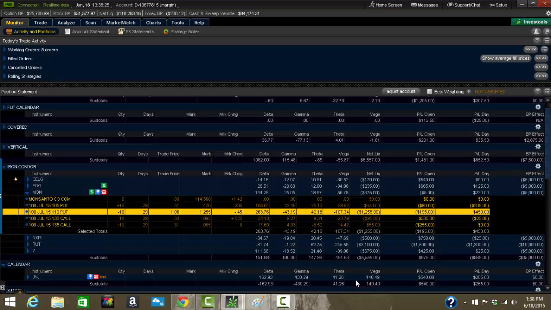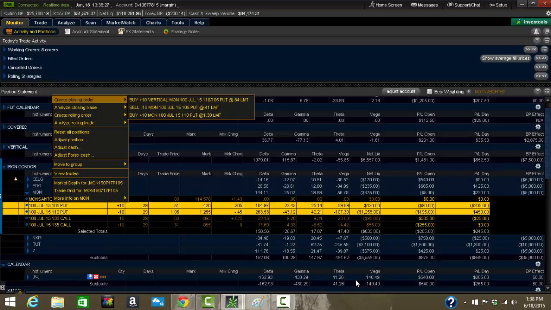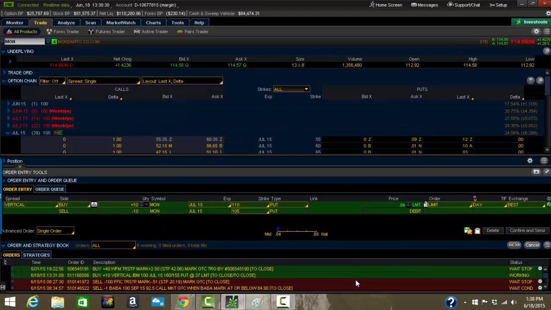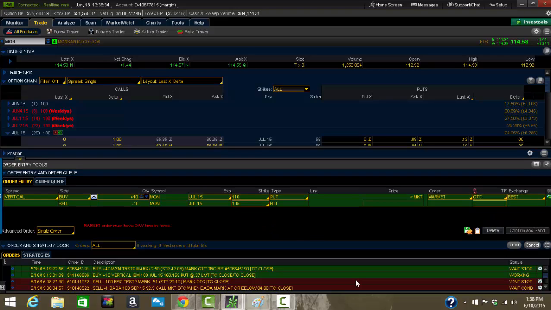What we do is we create the closing order. We buy the vertical back. You do it on market, good till canceled. Then you have to locate this little button over here on the right. It's a plus sign.